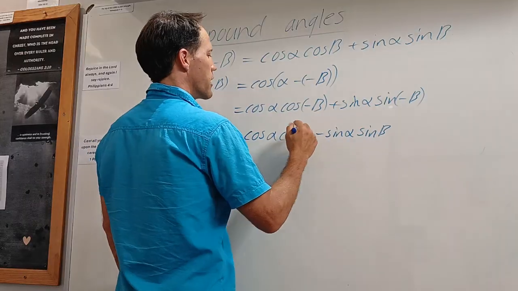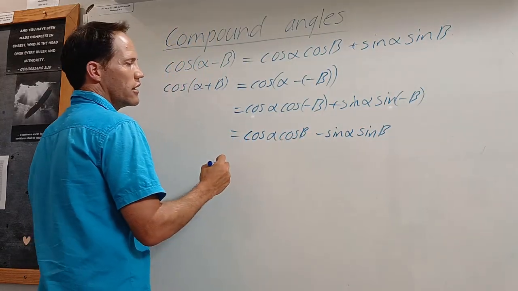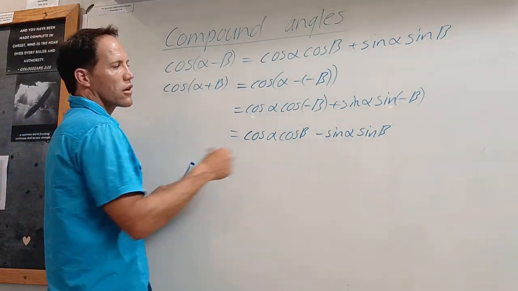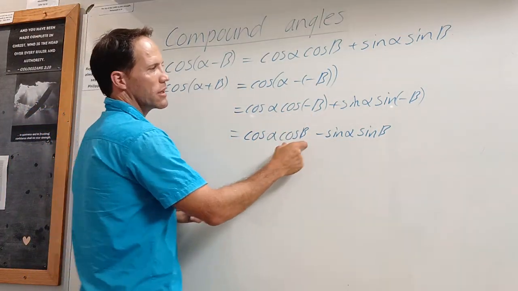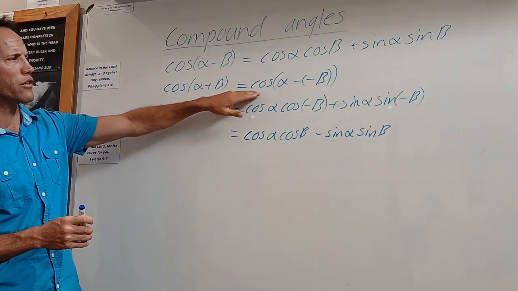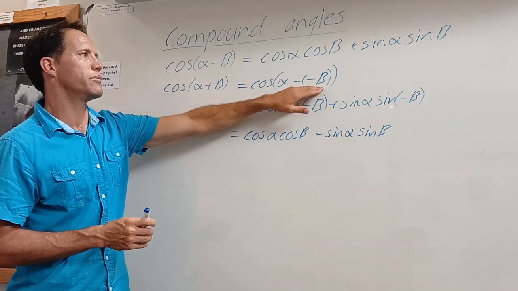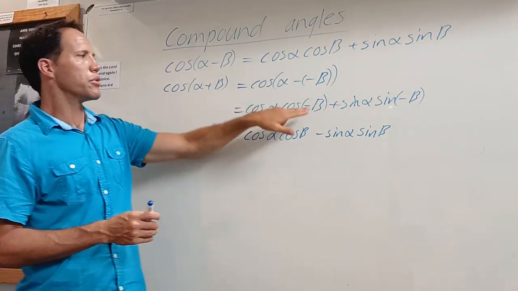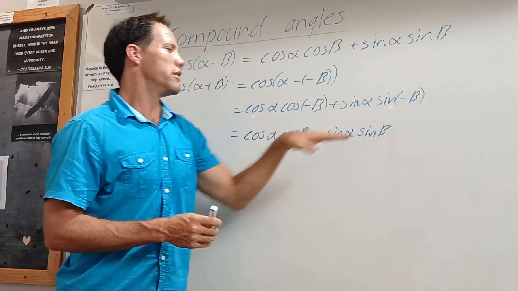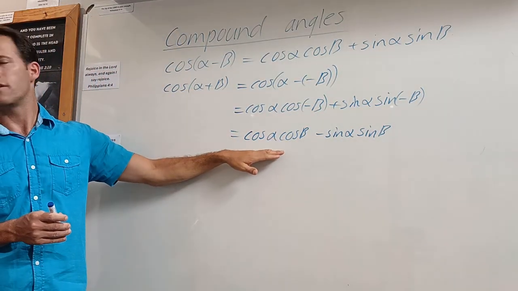You can maybe, if you want, say in brackets, cos negative beta is equal to cos beta, sine negative beta is equal to negative sine beta. But I don't think that's so important. The important thing is these 2 steps here, showing that it's cos alpha minus negative beta. And then just write it down. Put negative beta in the place of beta. And then you basically derive that this is equal to this.